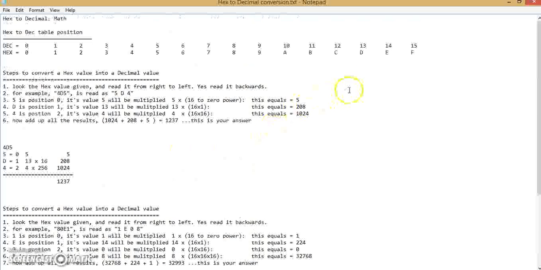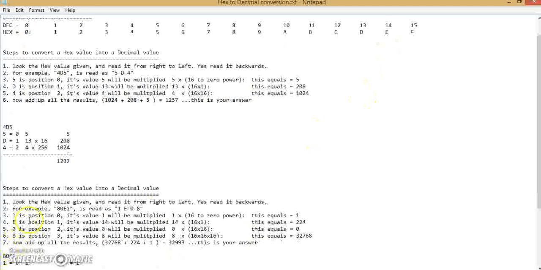And we look at our table here. E has a value of 14. Okay? Now, what we're going to take a look at here is 0, which is in position 2, has a value of 0, and then 8, which is in position 3, and has a value of 8. Okay, let's walk through this.